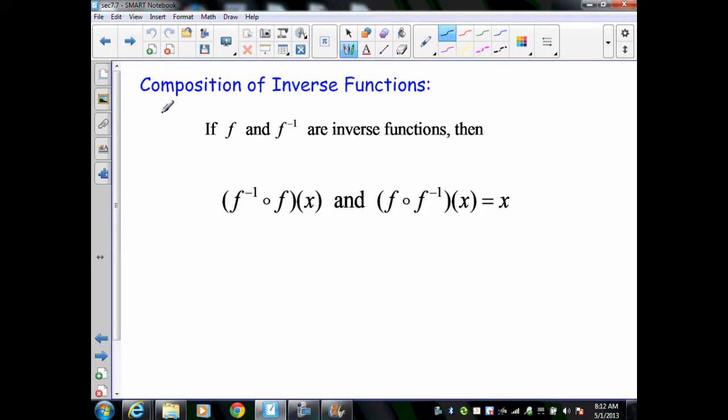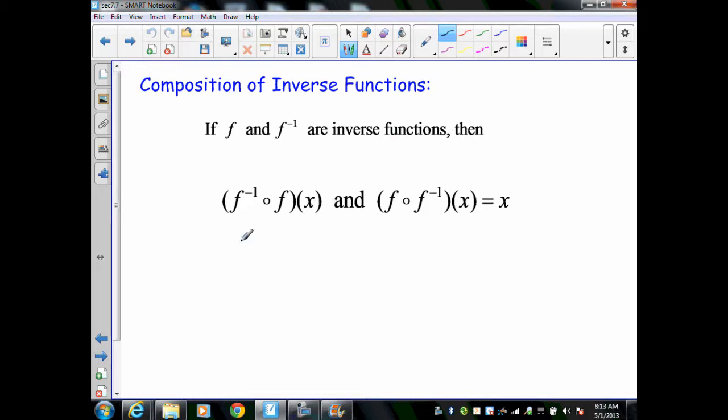Section 7.7 continued. Composition of inverse functions. We've worked with composite functions in prior sections. Now we want to look at the composite function of a function and its inverse. So f and f to the negative 1 are inverse functions.